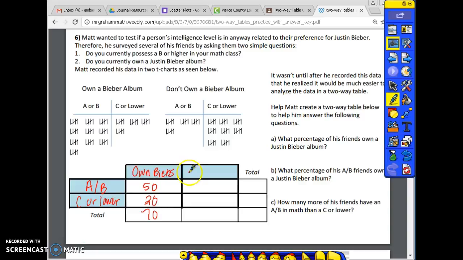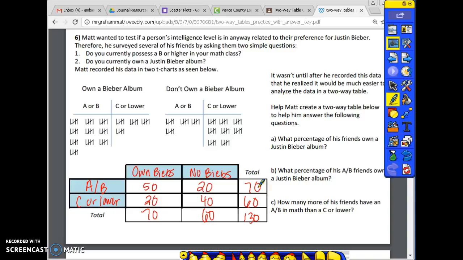The ones that have no Biebs, 5, 10, 15, 20 of them have an A or B. 5, 10, 15, 20, 25, 30, 35, 40 of them have no Biebs and a C or lower, which gives us a total of 60. So, 70 plus 60 is going to be 130. 20 plus 40 is going to be 60. And 50 plus 20 is 70. 70 plus 60 is also 130.